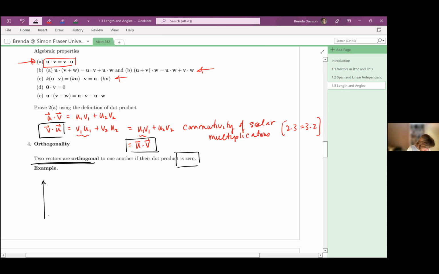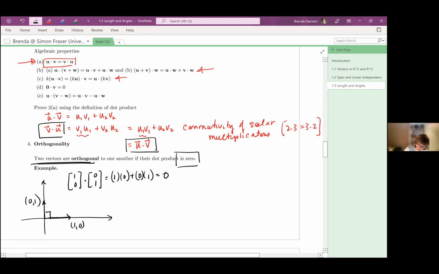Okay, so let's just draw a couple of pictures. Here are our axes. And let's just take the standard basis vectors for R2. So there is (1, 0) and (0, 1). And let's take the dot product. (1, 0) dot (0, 1). Then I would take 1 times 0 plus 0 times 1, and it's equal to 0. And these two things are at right angles.